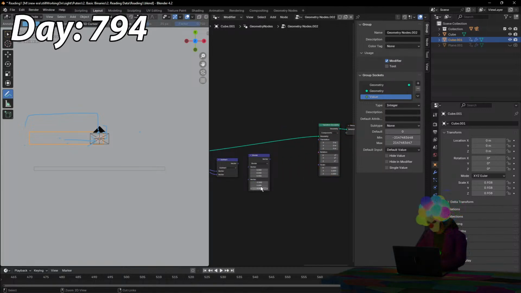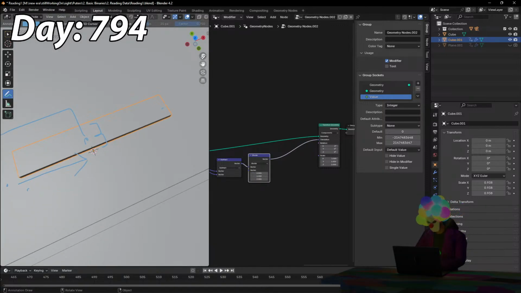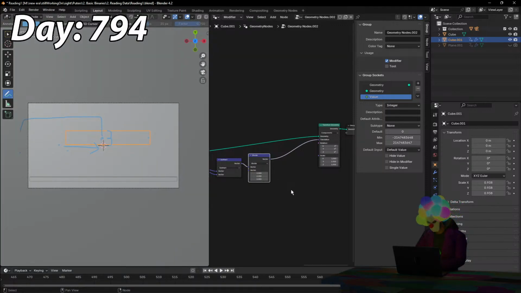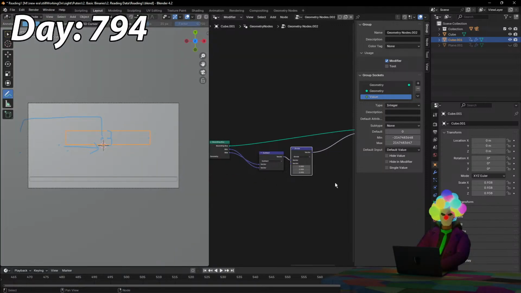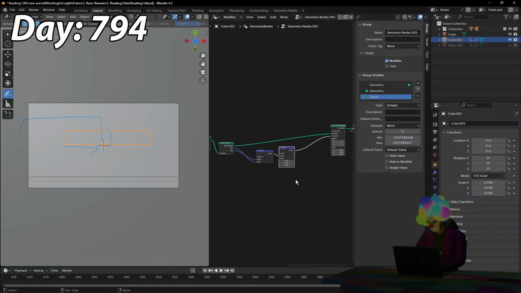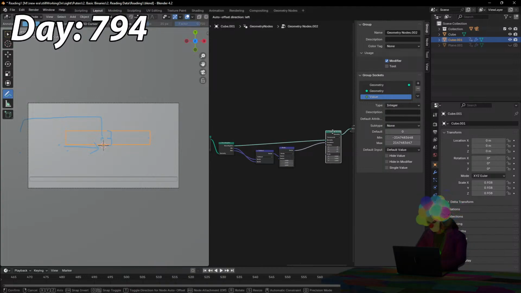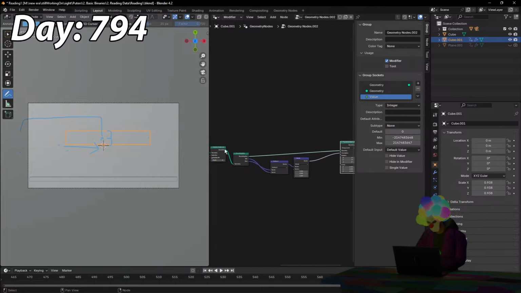Minus 2? No. Yeah, no, 2. Translation. Oh, translation. We don't want translation, do we? I don't think we want translation. Is that the issue? That wouldn't make any sense, would it?